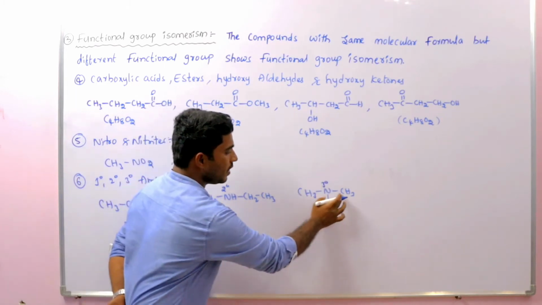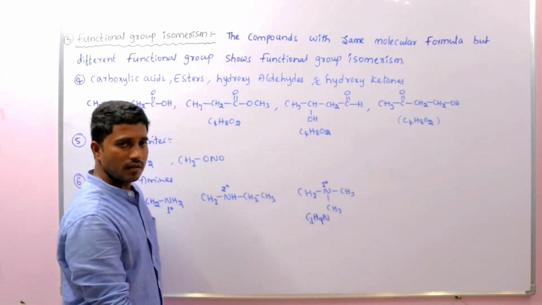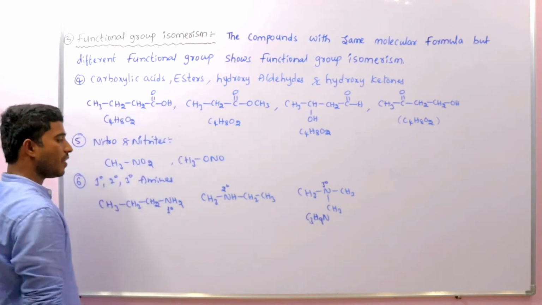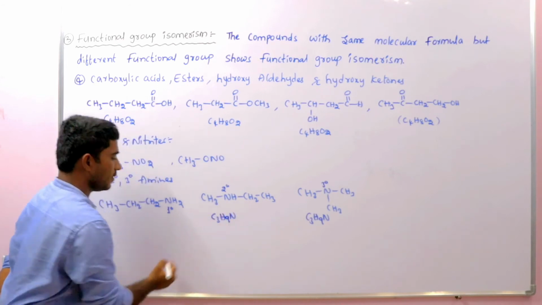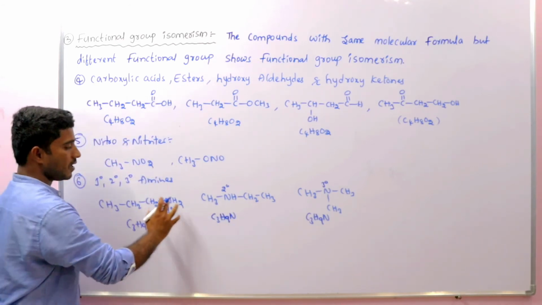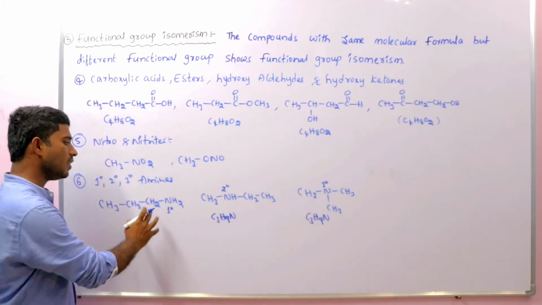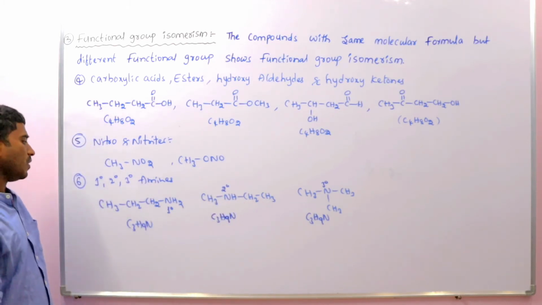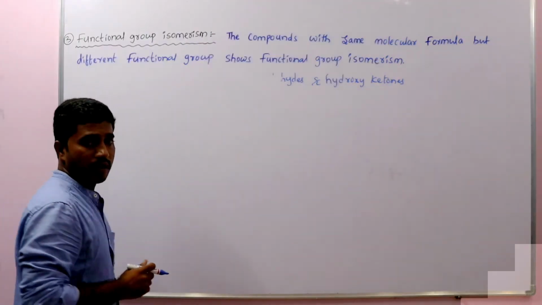Here how many carbons are there? 3 carbons, 9 hydrogens, 1 nitrogen. C3H9N is the molecular formula. In this case also C3H9N, and here also C3H9N. These three types of compounds have the same molecular formula but different functional groups. That's why these come under functional group isomers. Let's see next examples.